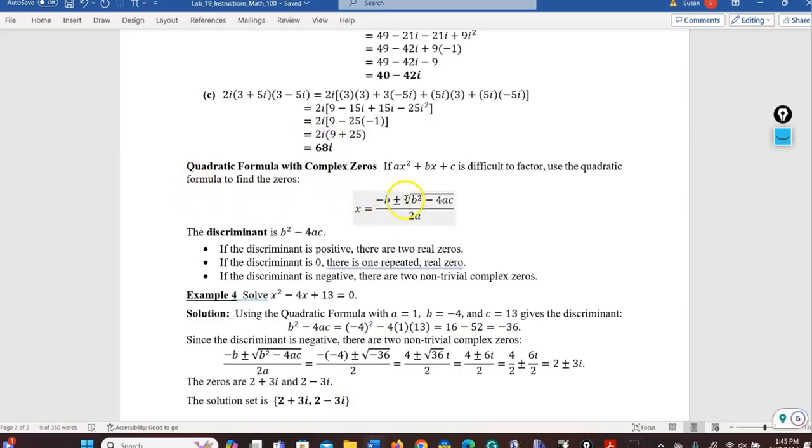Now, what happens if we're told to solve something with the quadratic formula and we get an answer that's not a real answer? Suppose we have something like this, or another way it could be asked would be to find the zeros of f of x equals that, or y equals that. So that's the same question. Find the zeros of that. So we can do that using the quadratic formula.